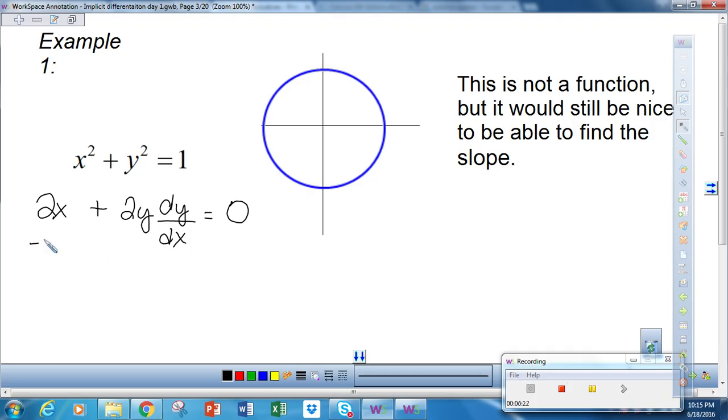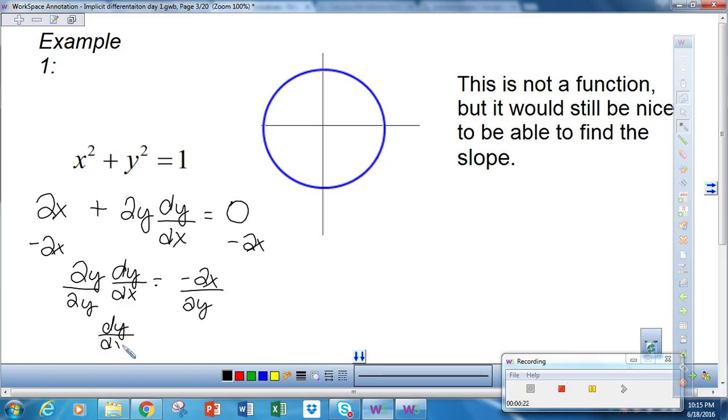So the first thing is to subtract 2x from both sides. So I get 2y dy dx is equal to negative 2x. And since I'm solving for dy dx, my next step would be to divide both sides by 2y. So we get dy dx is equal to negative x over y. The 2's cancel. And that's what we say dy dx is. So what is dy dx? Dy dx is still the equation, the slope of the tangent line.